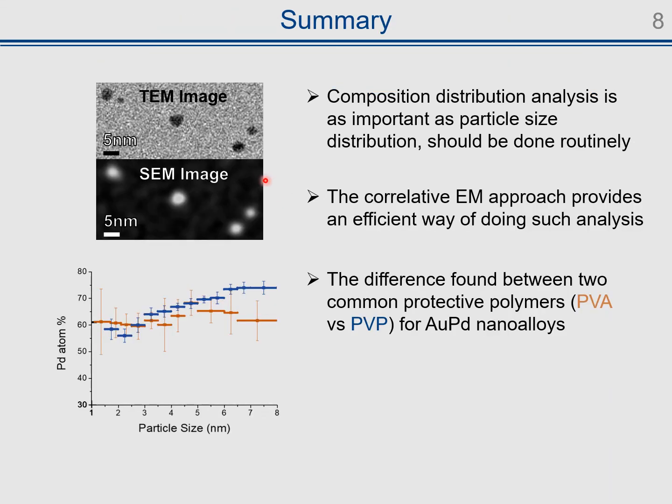To summarize, in this short presentation, I hope I convinced you that analyzing composition distributions for nanoalloys is just as important and necessary as getting particle size distributions. We just need more efficient methods. And this correlative EM approach aims to do just that. And on this specific task, this approach is probably even better compared to using much more expensive aberration-corrected instruments.